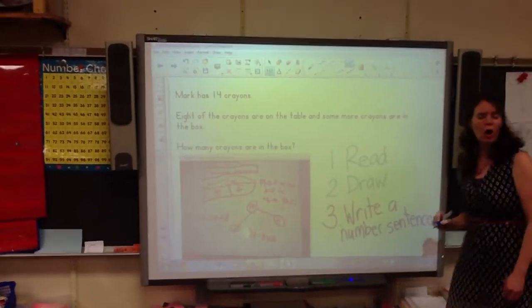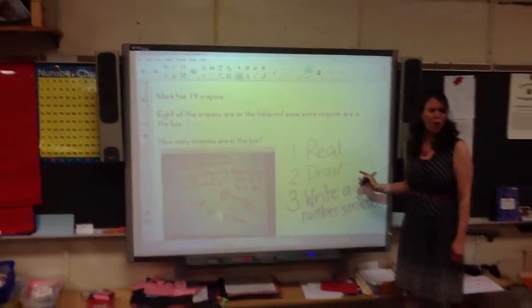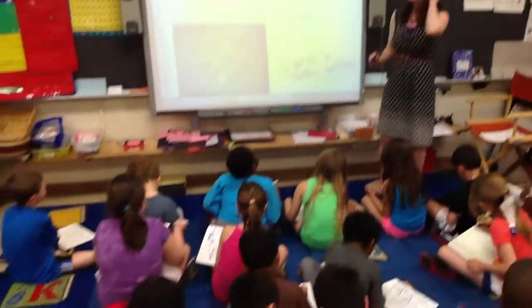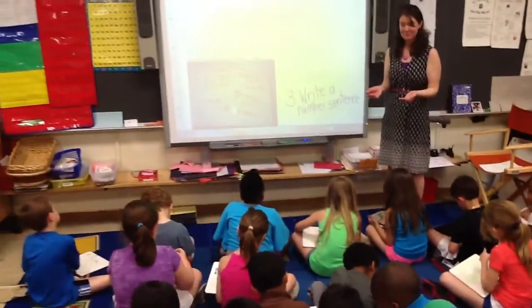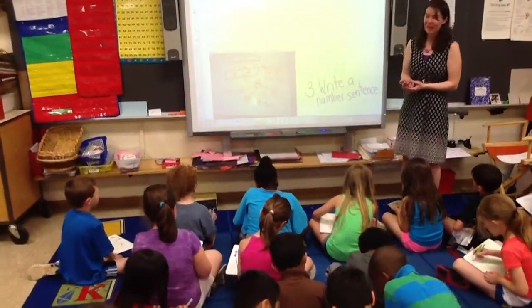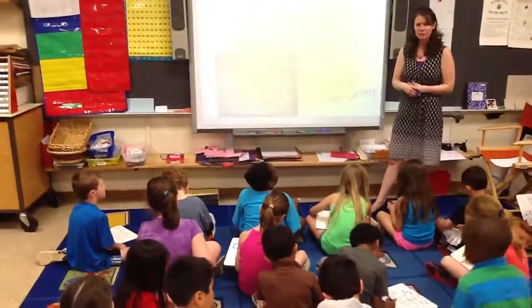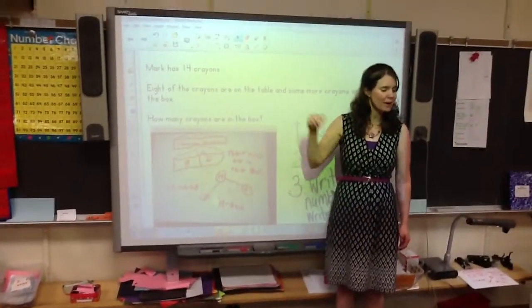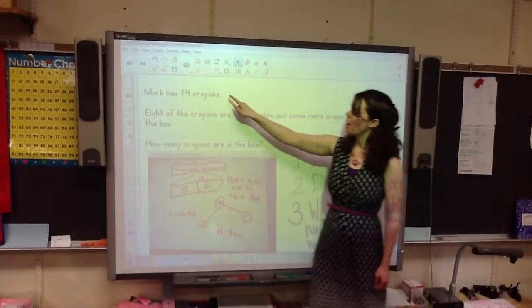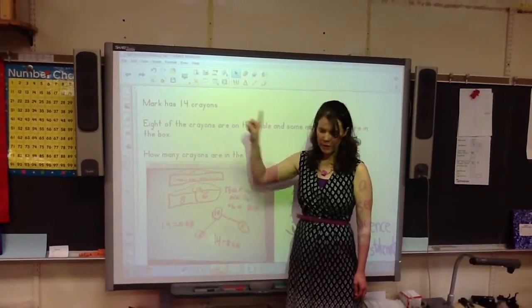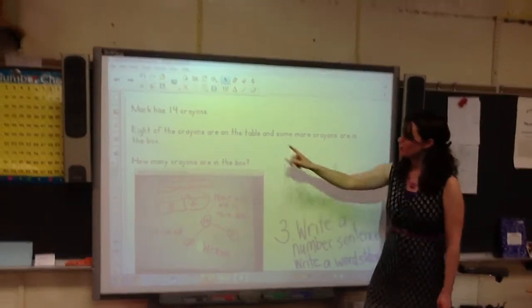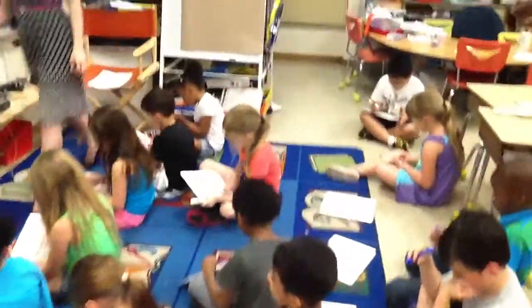Did you all draw the same exact way? Were all of those drawings exactly the same? No, not really, were they? Well, they can be, but they were all drawn in different ways. And can you still get to the same answer? Yeah. Let's read each sentence and see if we can find in our picture each part. Mark has 14 crayons. Use your finger and circle with your finger where you see the 14 crayons in your drawing. Let's read the next sentence and see if we can find them in your drawing.